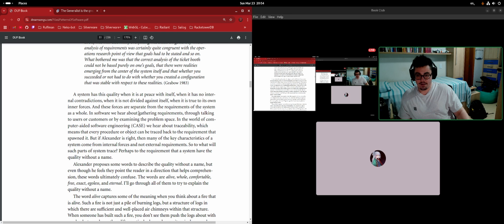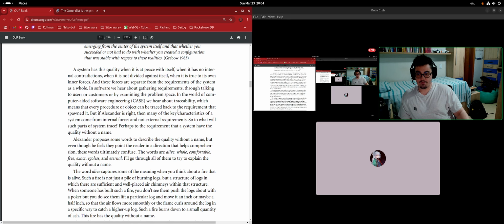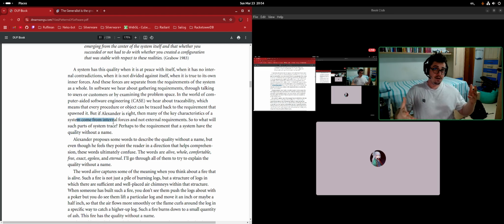In software, we hear about gathering requirements through talking to the users or customers or by examining the problem space. We hear about traceability, which means that every procedure or object can be traced back to the requirement that spawned it. But if Alexander is right, then many of the key characteristics of the system come from internal forces and not external requirements. This is very interesting because if you have a particular feature in software, what we usually try to go on with is, okay, what business rule dictated the existence of this feature?